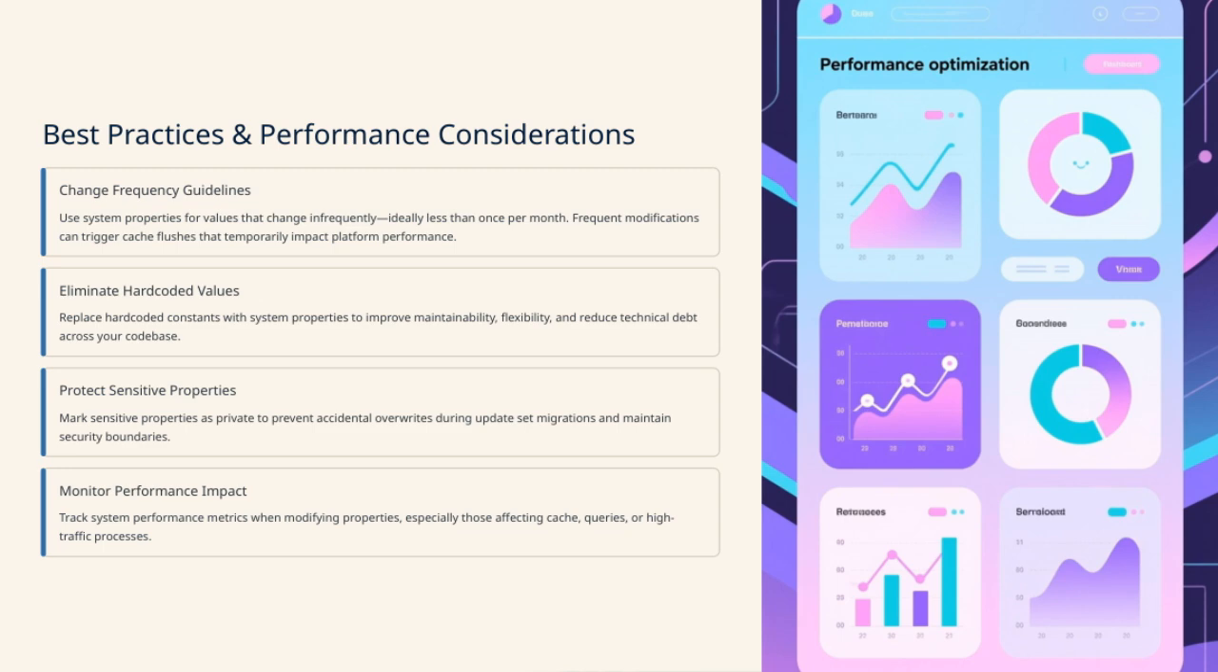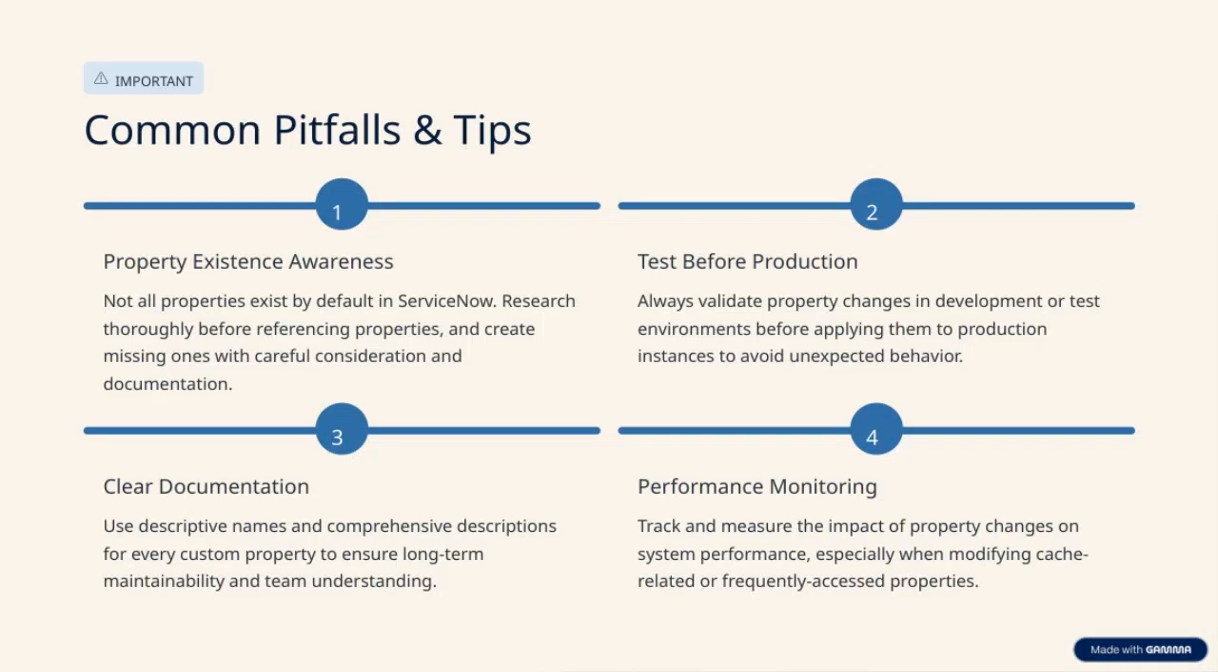Overall, these best practices and performance considerations help us build a more robust, secure, and maintainable platform. By monitoring carefully, protecting sensitive data, and managing our properties wisely, we can ensure optimal system performance while reducing risks and technical debt. Now, on slide 9, we're focusing on some common pitfalls and tips to keep in mind. First, it's crucial to track and measure how property changes impact system performance, especially when you're modifying cache-related or frequently accessed properties. This helps us ensure that our changes actually improve the system without unintended side effects.